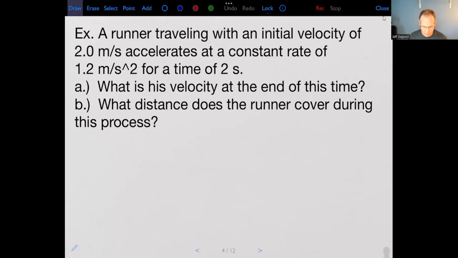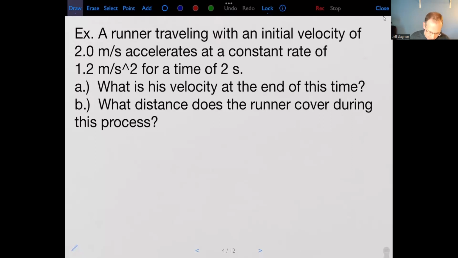Okay, here's the first example. You're told that a runner traveling with an initial velocity of 2 meters per second accelerates at a constant rate. So that's how we know it's a constant acceleration problem, right? Constant rate of 1.2 meters per second squared for a time of 2 seconds. And we want to know what is his velocity at the end of this time and what distance, or what displacement, does the runner cover during this process?